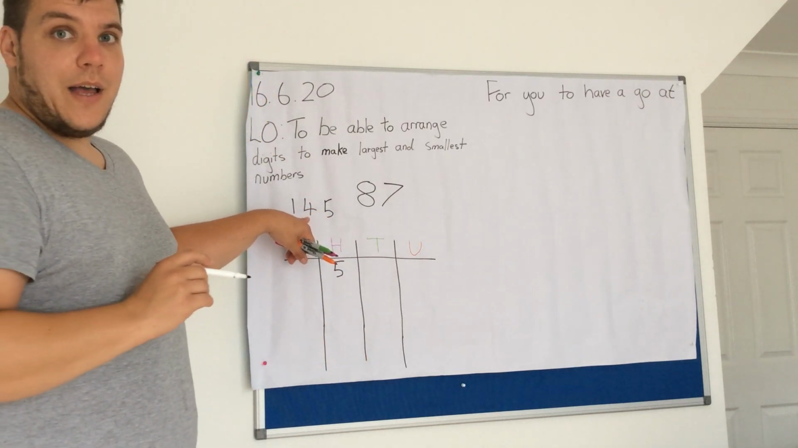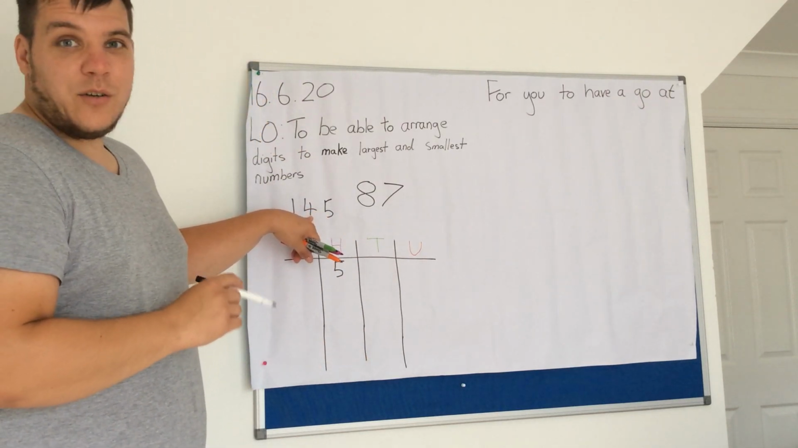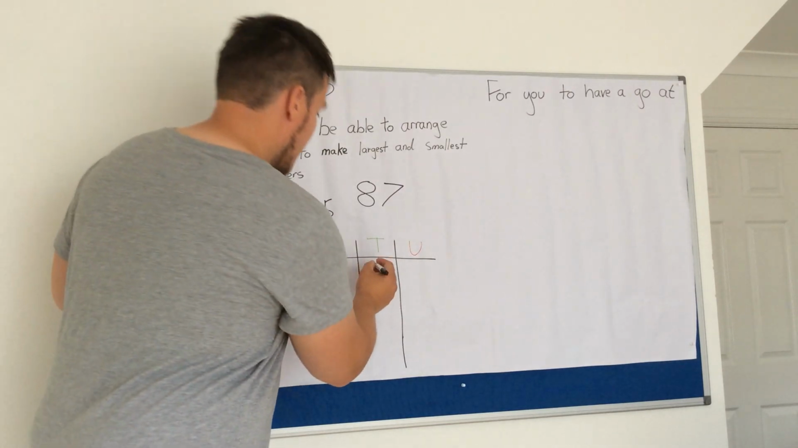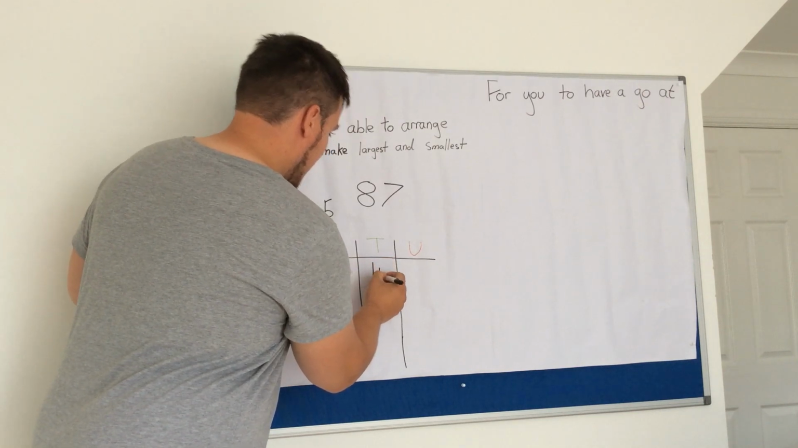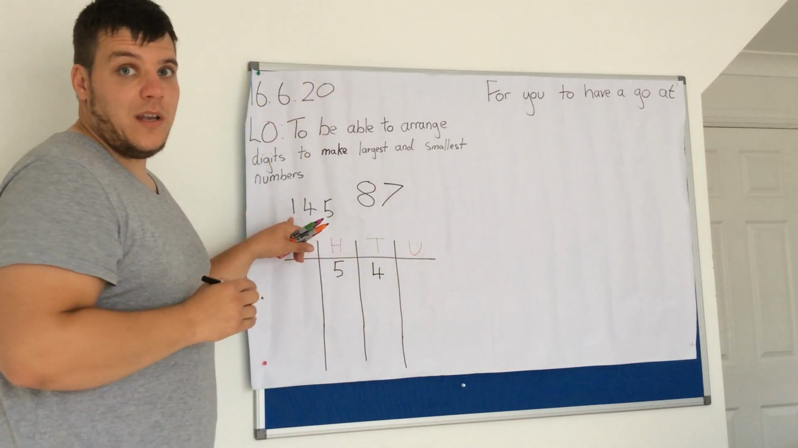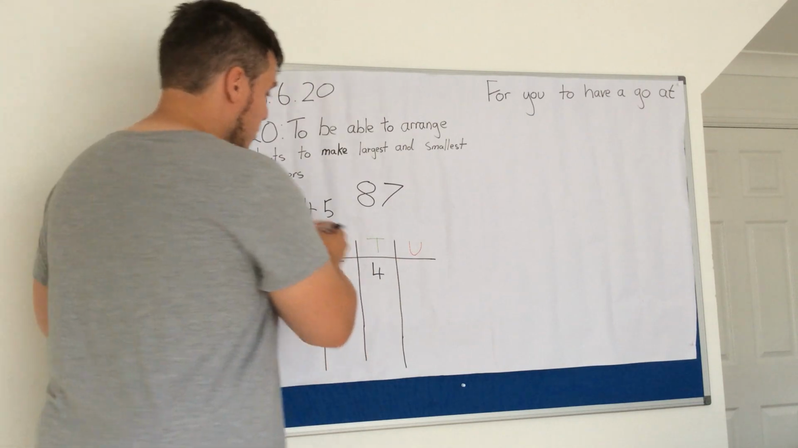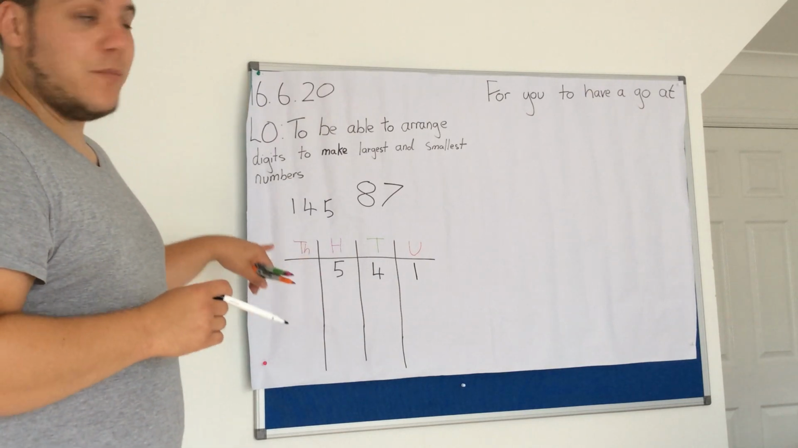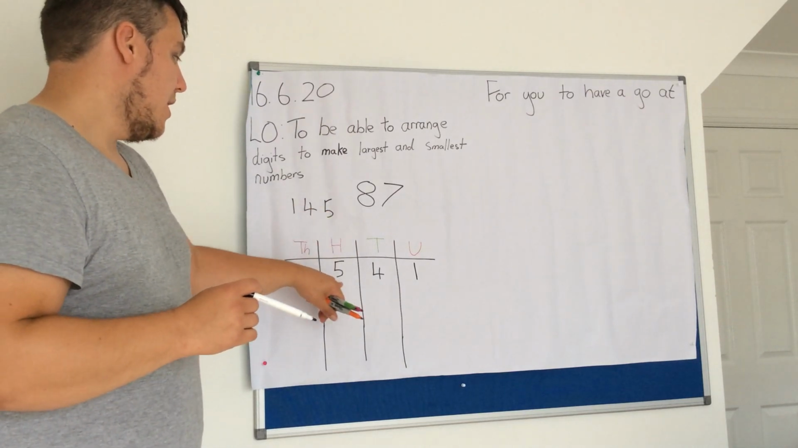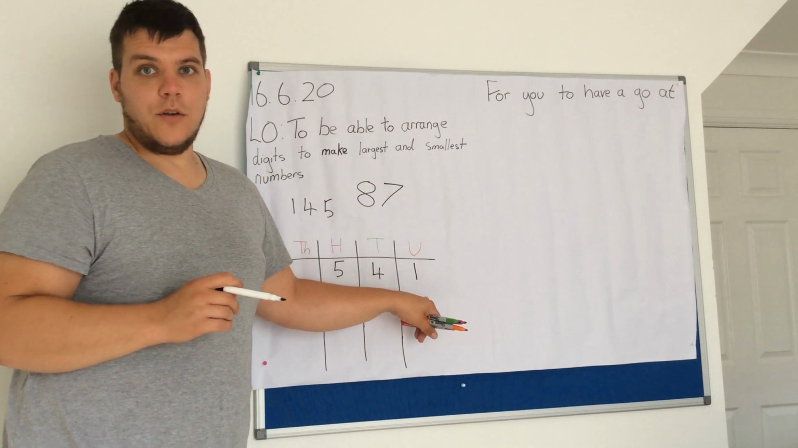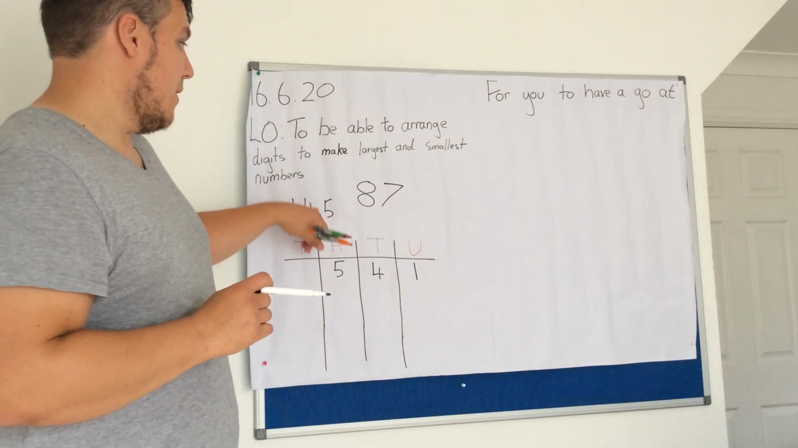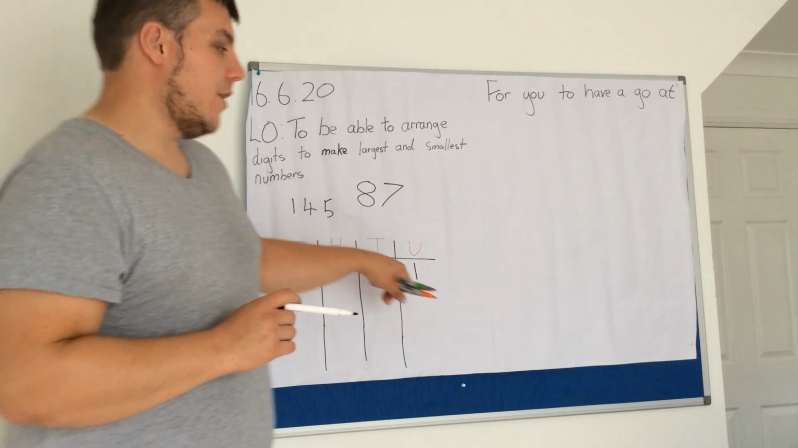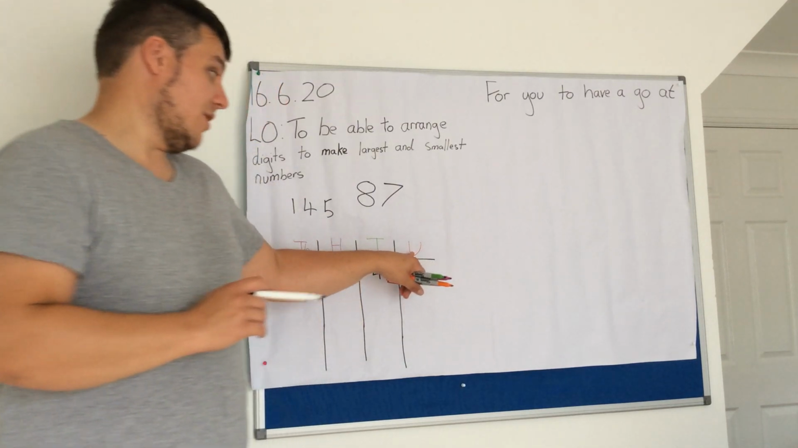Then I'm going to look at my next biggest number, which is a 4, and I want to give that the next biggest value that I can, which is tens. And then I've got a 1 left, that's my smallest number, so I'm going to give it the smallest value. So the biggest number that I can create with those 3 numbers is 541. I've given the biggest number in there the most value, and I've given the smallest number the least value by putting it in the units column.